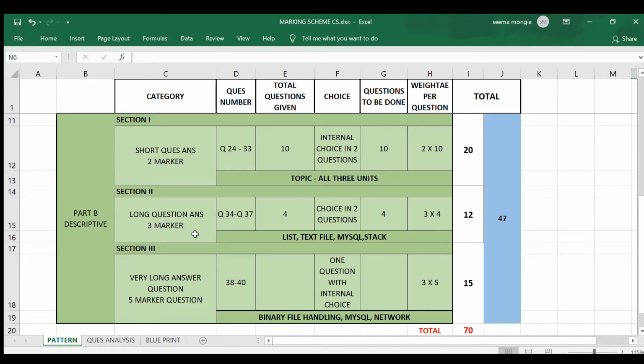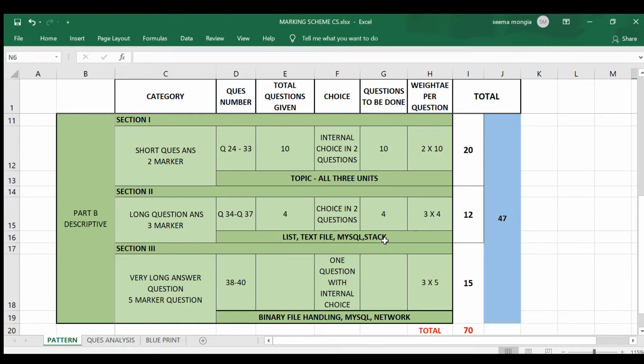There will be a total of 4 questions given to you. Now, out of these 4 questions, all 4 are compulsory. But yes, out of these 4 questions, 2 questions will have internal choices. It's like all 4 questions you have to do, but within the 4 questions, a choice will be given to you. These 4 questions will be from list, text files, MySQL, and stack.